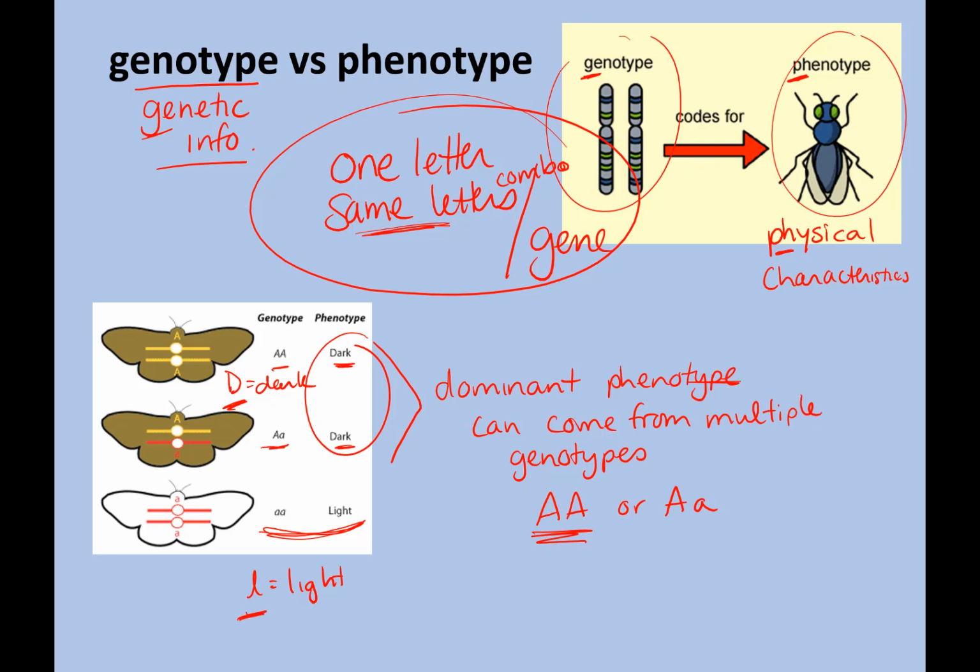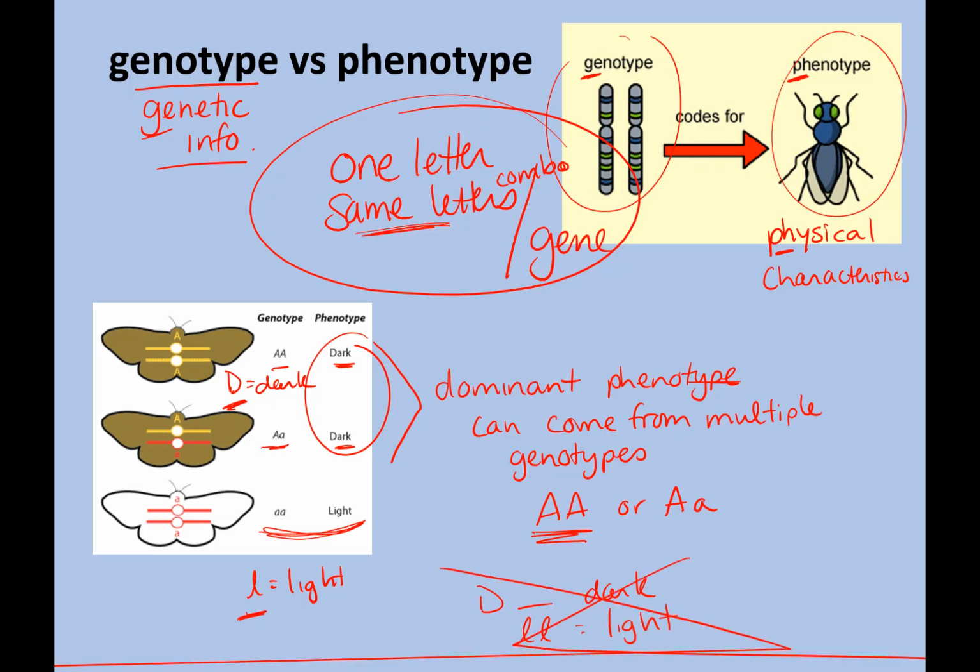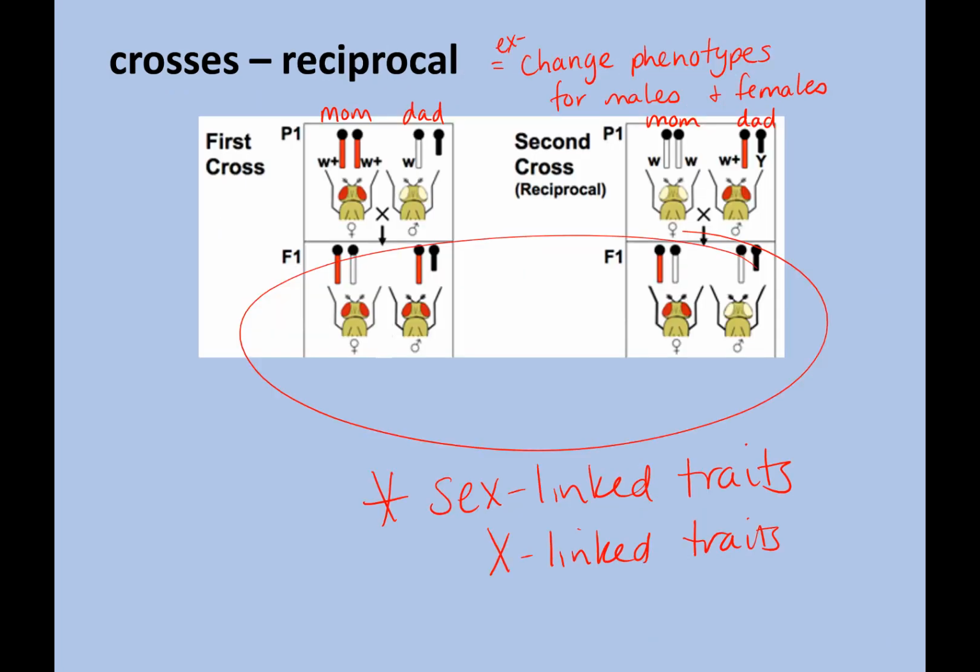Okay? So don't say D equals dark, and L equals light. Boom, bomb. You lose all your points on genetics problems. Don't do that. It has to be D equals dark and little d equals light. Okay? Keep that consistent because then we know that you're talking about the same gene.